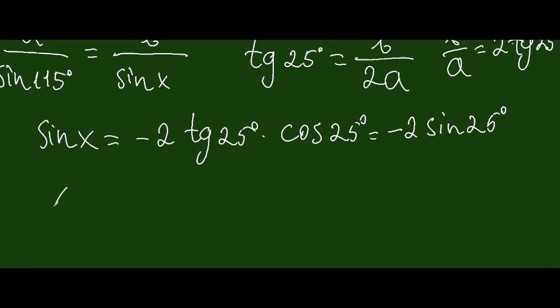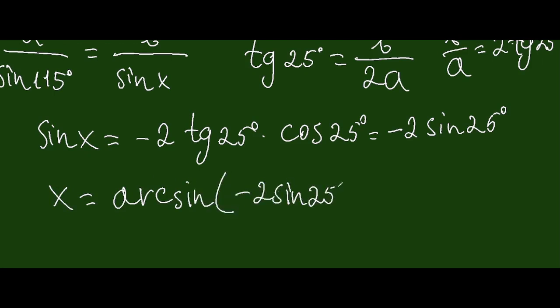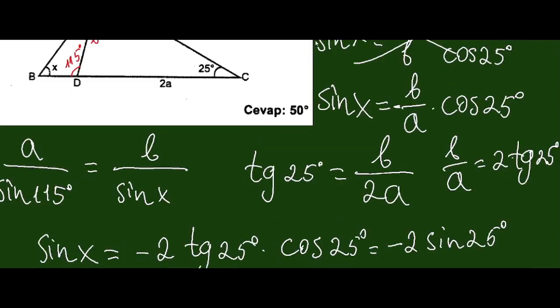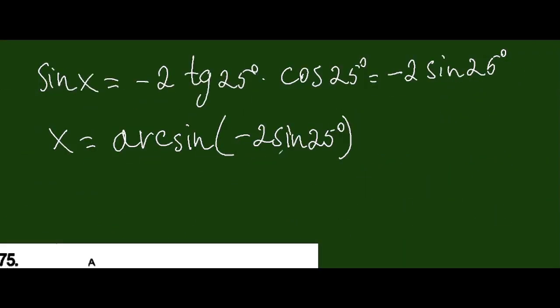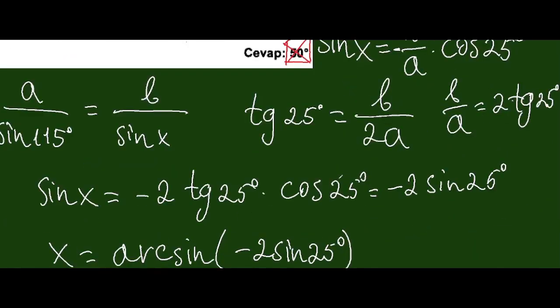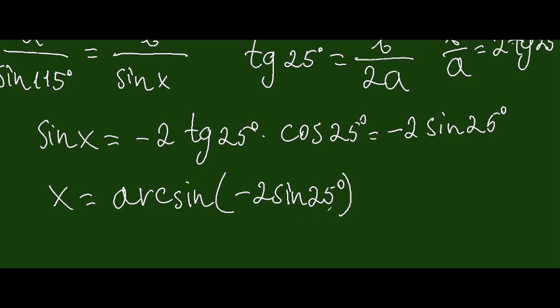And our answer is arc sine of minus 2 sine 25 degrees. And I don't know how they got 50 degrees. I believe this is the incorrect answer, or this angle 25 degrees is incorrect, but the way of the solution, I believe, is correct.